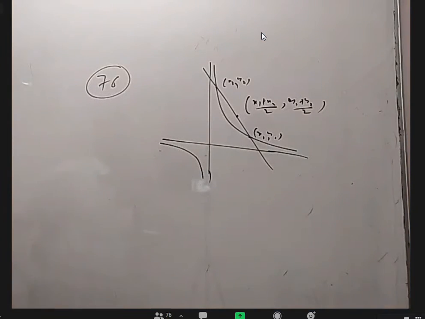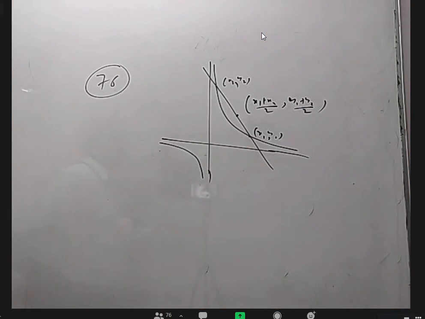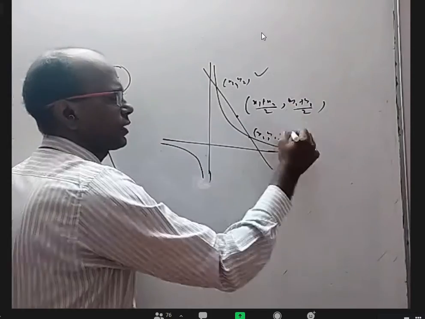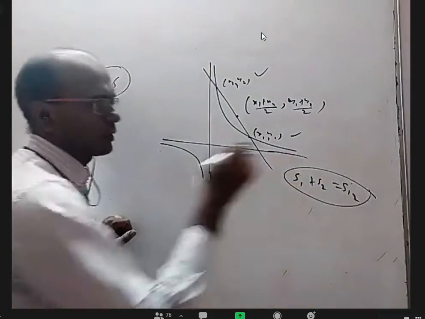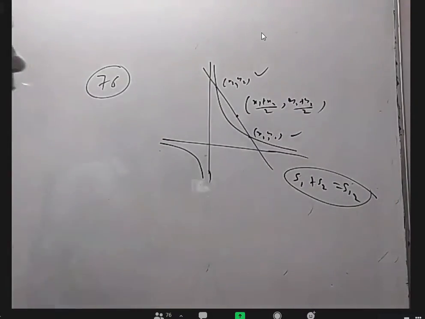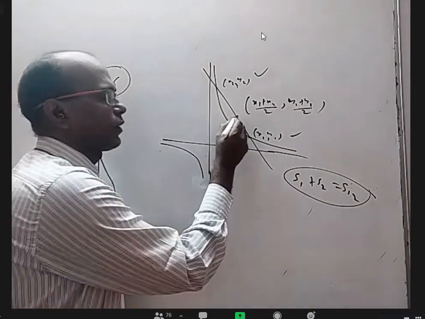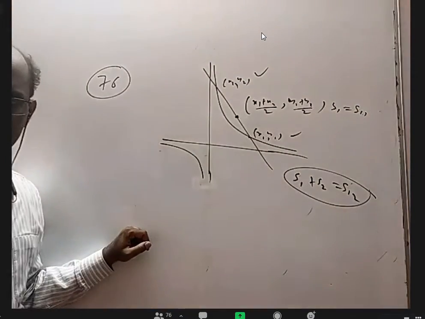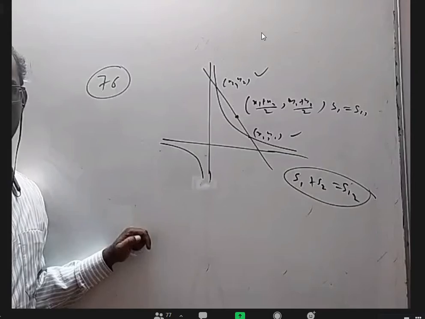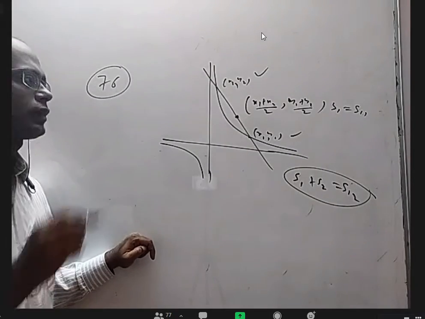So apart from the 2 methods the students told, I want to tell 3 more methods. One is, I know this. Directly I can use S1 plus S2 equal to S12. Let us see what will come with that. That is one thing. Second thing is, if I know the midpoint, I can use S1 equal to S11, na? Yes? Yes, sir.